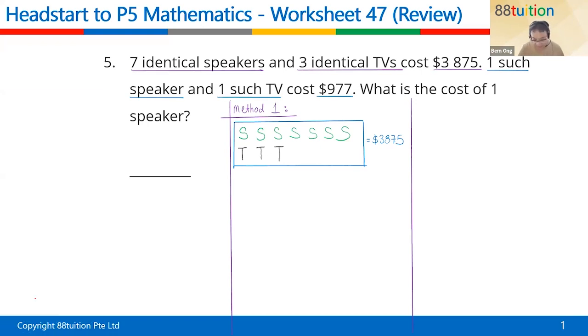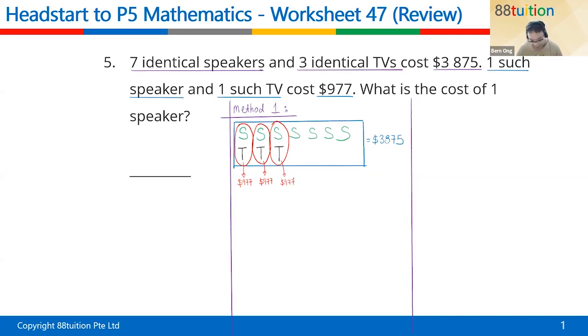Here comes the second information. The second information says that 1 speaker and 1 TV is 977. So look, children, 1 speaker and 1 TV is how much? 977. You can use your calculator, don't worry. And another 1 speaker and 1 TV is 977. You get it?